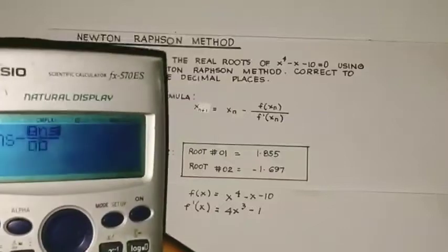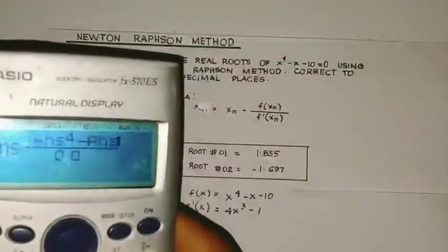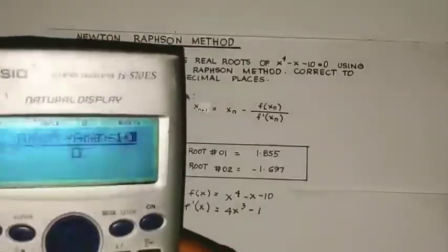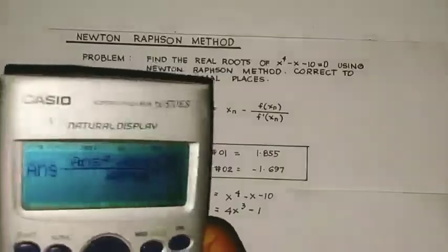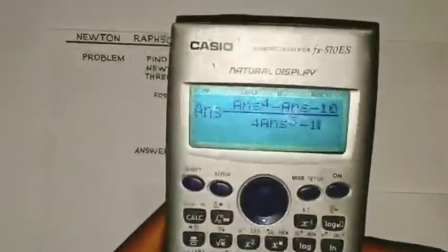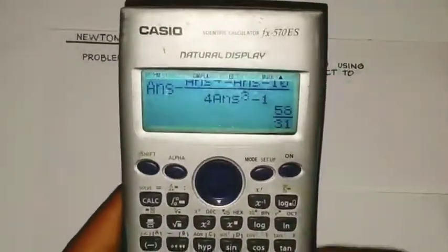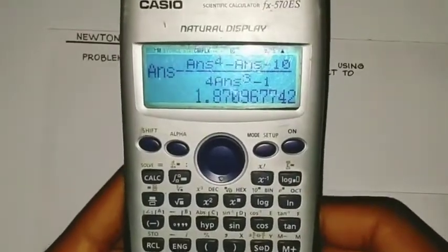So, it is equals to answer raised to 4 and then minus 10 divided by yung derivative niya, which is 4 answer raised to 3 minus 1. Okay, so ito na siya. Click mo yung equals. So, yung answer niya for the first iteration is 1.8709.